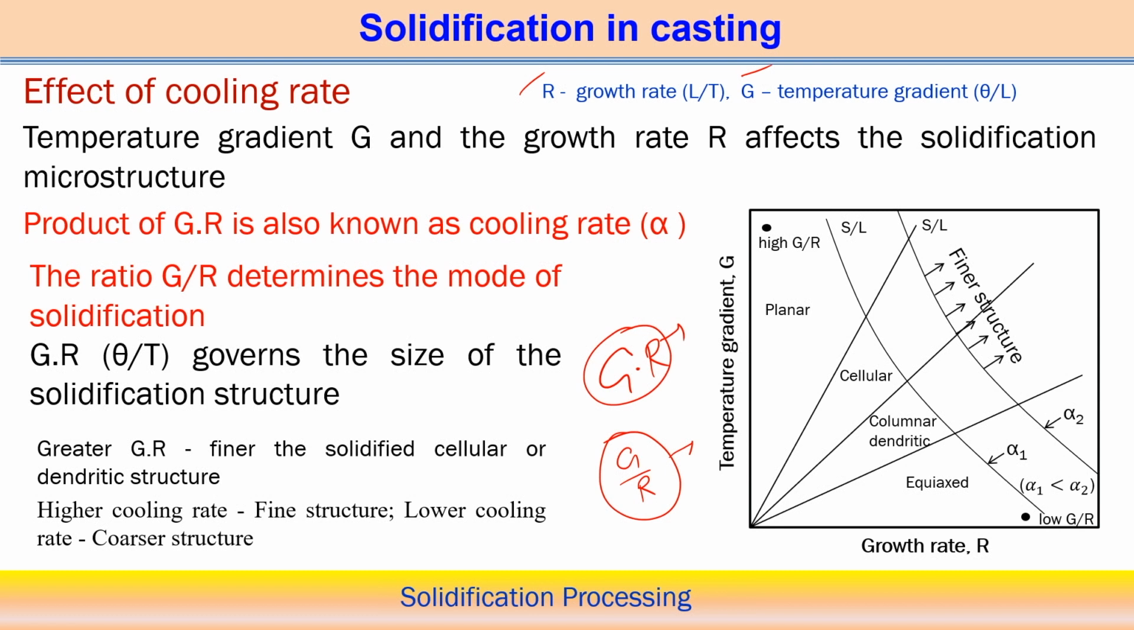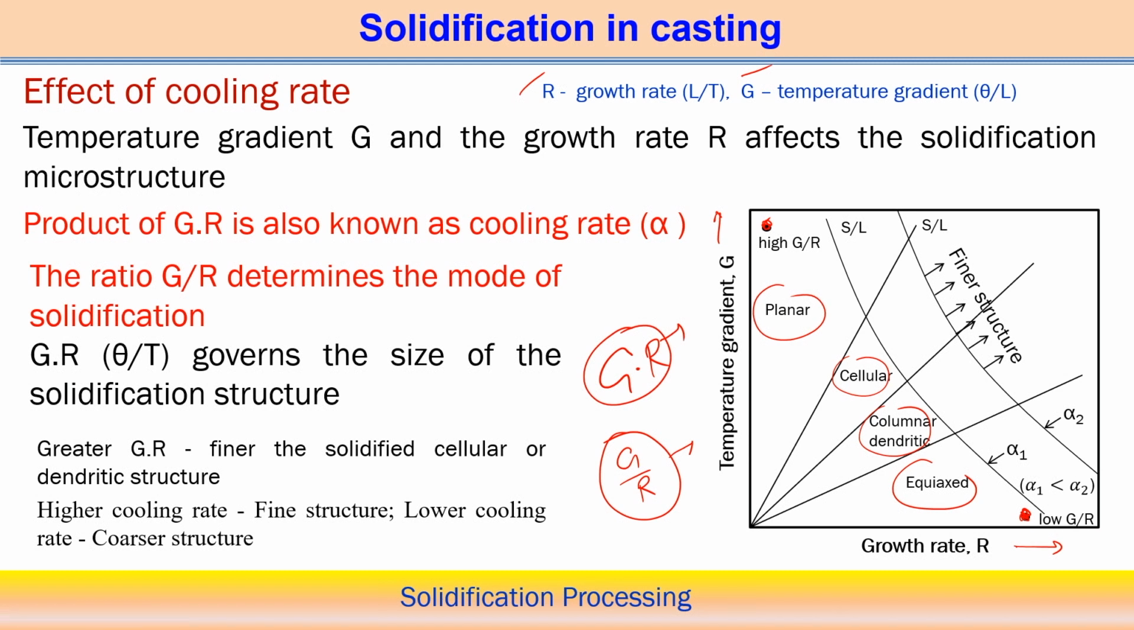Here you can see that along the x axis we plot the growth rate, along the y axis we plot the temperature gradient. This side indicates low G by R, and this side indicates high values of G by R. Now we can make separate divisions. A high value of G by R means the mode of the solidification is usually planar, and low values of G by R means equiaxed. In between are the cellular and columnar dendritic, so these are the 4 divisions we can make.